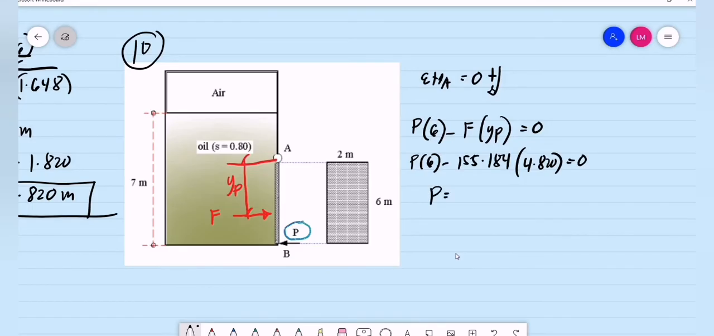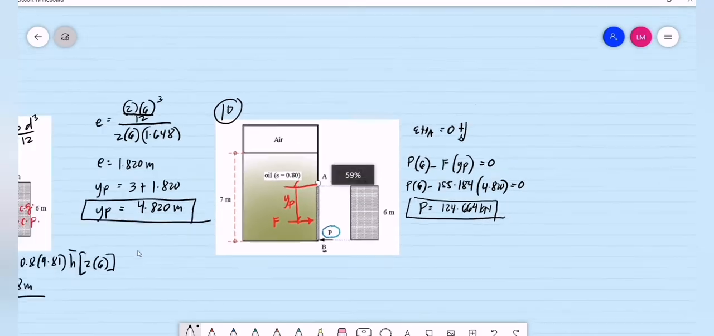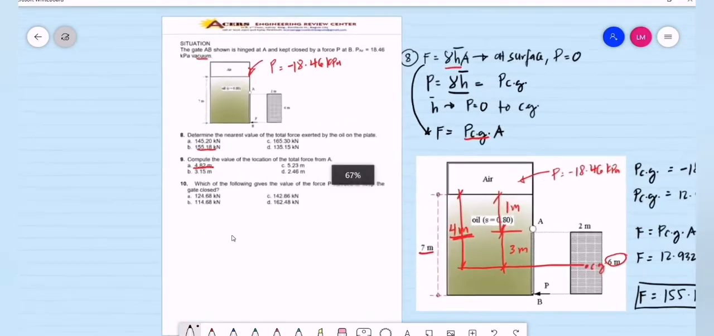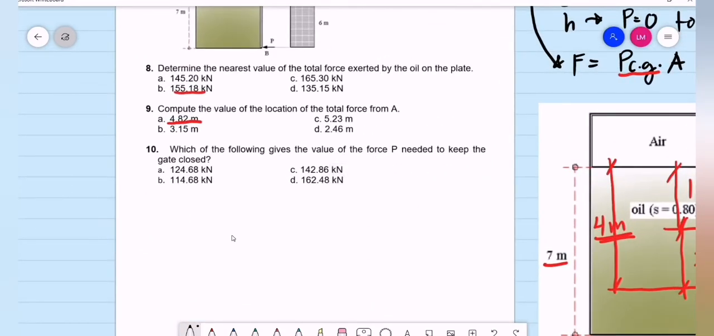We have the force P at B, that is 155.184 multiplied by 4.820, or 4.82, divided by 6. So we will have that force as 124.664 kilonewton. So this will be our answer for item number 10. If you check on our choices for item number 10, the computed value is 124.664, but on our choices, the closest value is 164.68. Maybe we used a different number of decimal places.